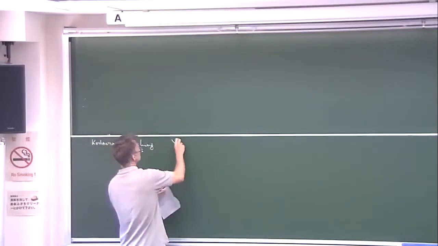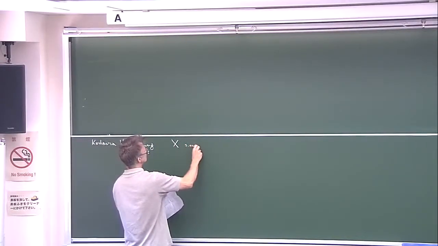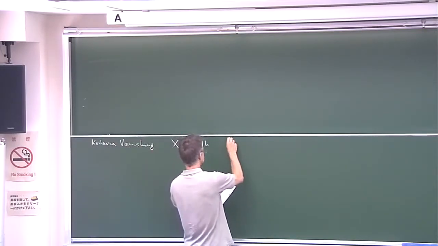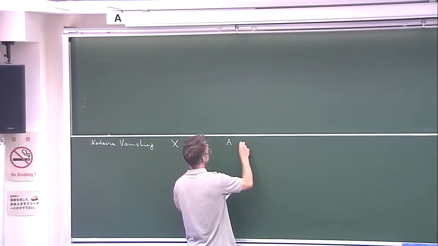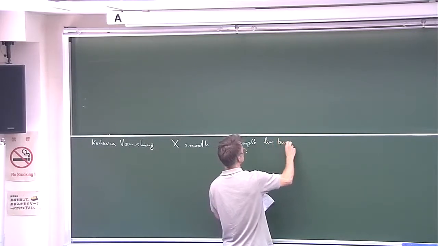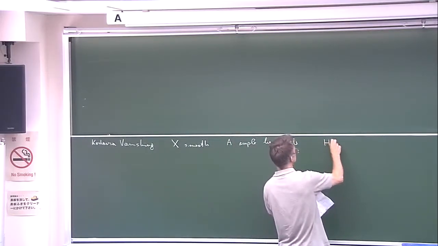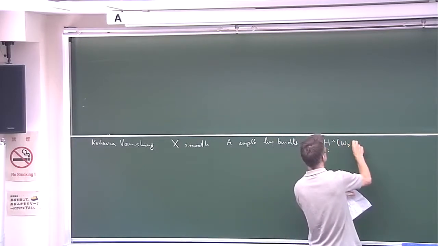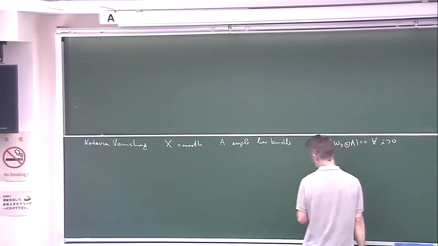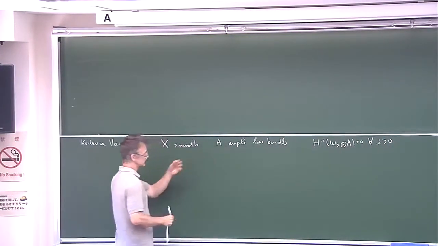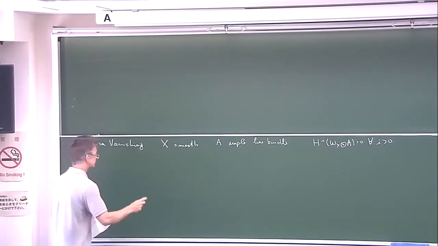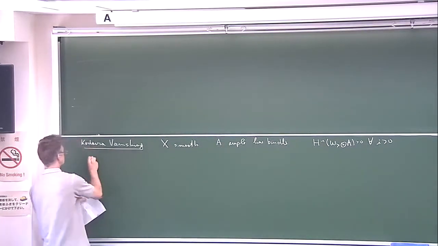With Kodaira vanishing, we consider X a smooth complex projective variety, since all varieties are complex projective in these talks I'll just say smooth, and we consider A an ample line bundle or Cartier divisor. And then we have vanishing of higher cohomology groups, H^i of omega_X tensor A is equal to 0 for every i greater than 0. As you know, ample just means that a tensor power of A is very ample, defines an embedding in projective space.